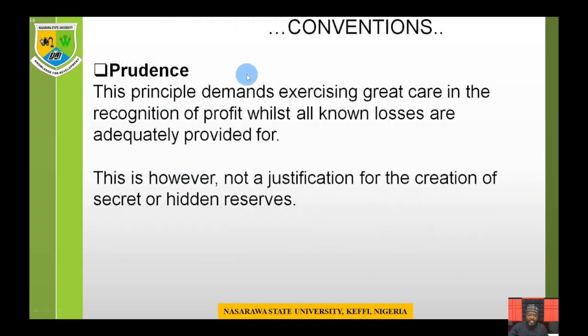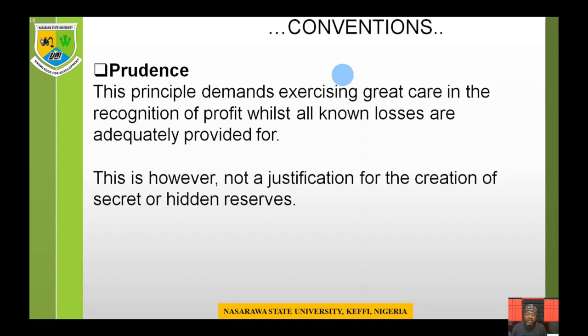The next convention is prudence. This principle demands exercising great care in the recognition of profit while all known losses are adequately provided for. Here, the understanding we have is that if you anticipate profit, no matter how likely such profit is, in accounting, on the basis of this convention, we say do not recognize such profit until you have actually earned it. For losses, once you anticipate a loss, it is encouraged that you immediately recognize and record such losses. That's why this concept explains why in accounting we make provision for depreciation, we make provision for discounts, because these are losses.